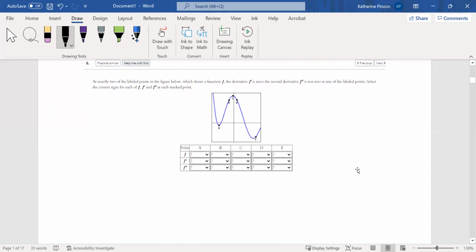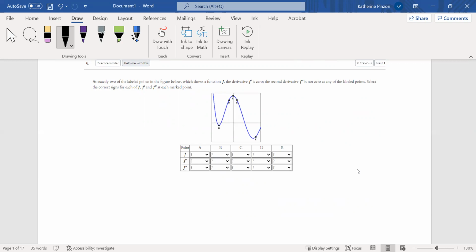Number 6. At exactly 2 of the labeled points in the figure below, which shows a function f, the derivative is 0. The second derivative is not 0 at any of the points. Select the correct signs for each of F, F prime, and F double prime.